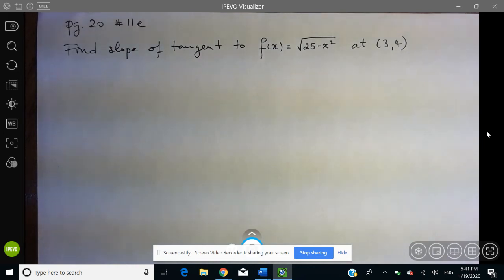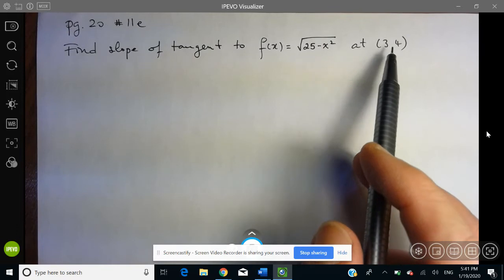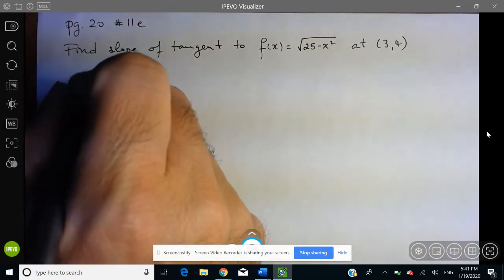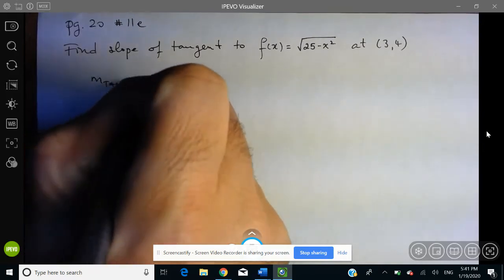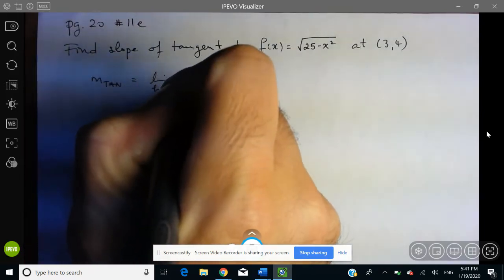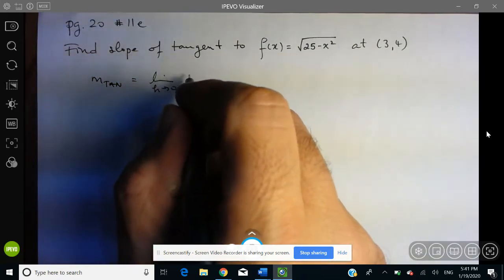Page 20. So they're asking us to find the slope of the tangent to this function at the point (3, 4). So notice here they actually give us the y value. In order to find the slope of the tangent, we have now defined that as being the limit as h approaches 0 of our slope of a secant formula.